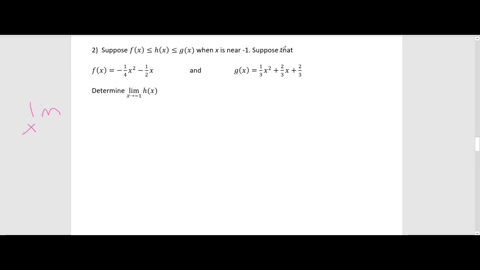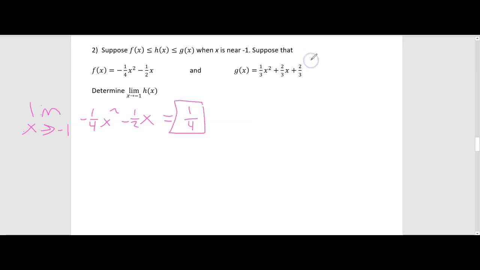Limit as x approaches -1 of -1/4 x squared minus 1/2 x. If we substitute in -1, we're going to get -1/4 plus 1/2, which is going to give us 1/4.